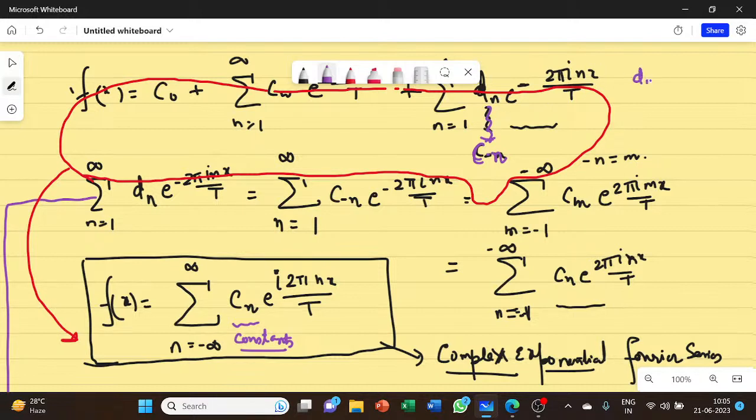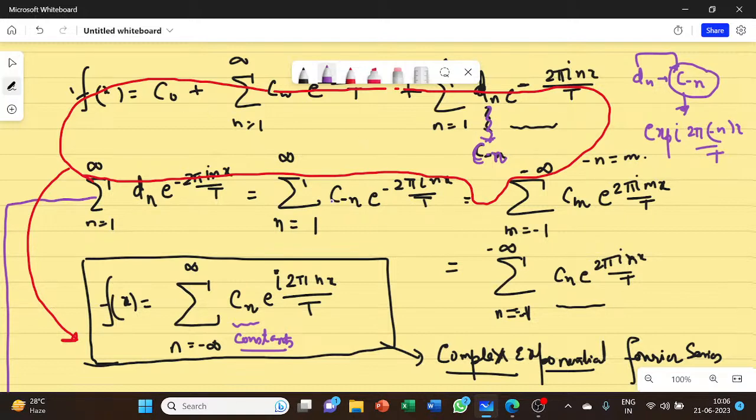So just that if I'm replacing dn by c minus n, it does not mean that I'm replacing n by minus n. I'm just taking this c minus n as a symbol, which is actually representing the coefficient of e to the power iota 2 pi minus n x upon t. It's nothing else.